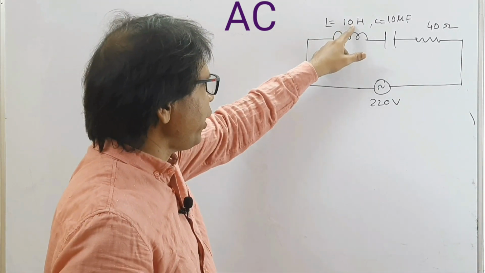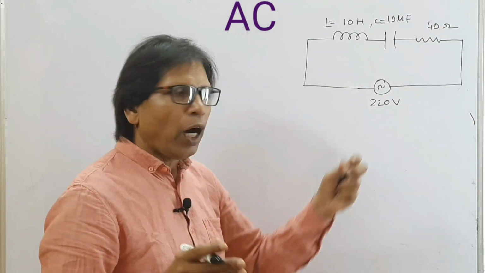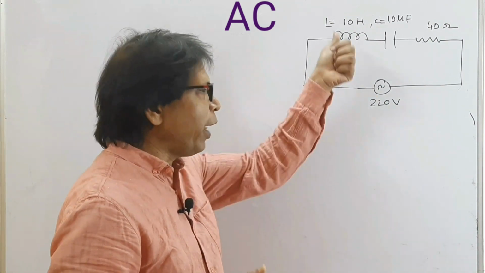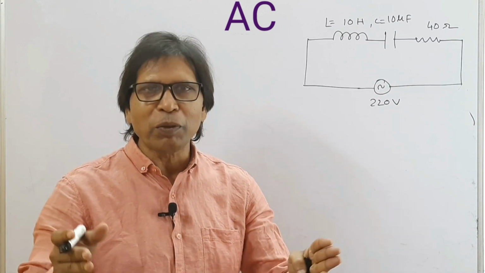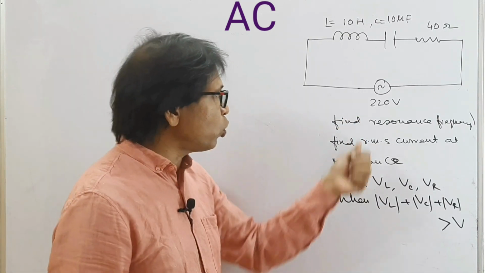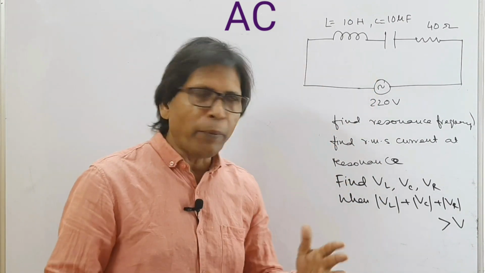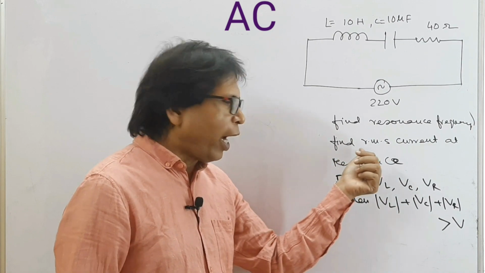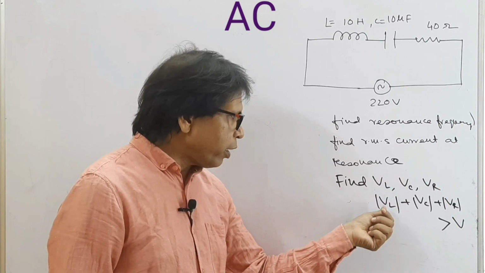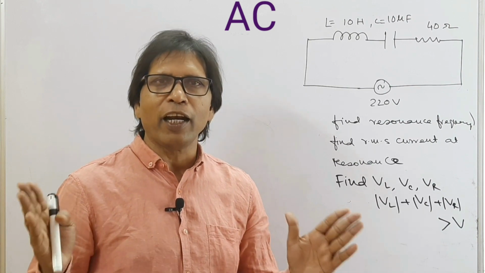This is a series LCR circuit. L equals 10 Henry, C equals 10 microfarad and R equals 40 ohm. An alternating voltage of 220 volt of variable frequency is applied in the circuit. Find the source frequency at which resonance occurred. We have to calculate the resonance frequency, RMS current at resonance and VL, VC, VR, and show VL plus VC plus VR is greater than V, and explain this anomaly.